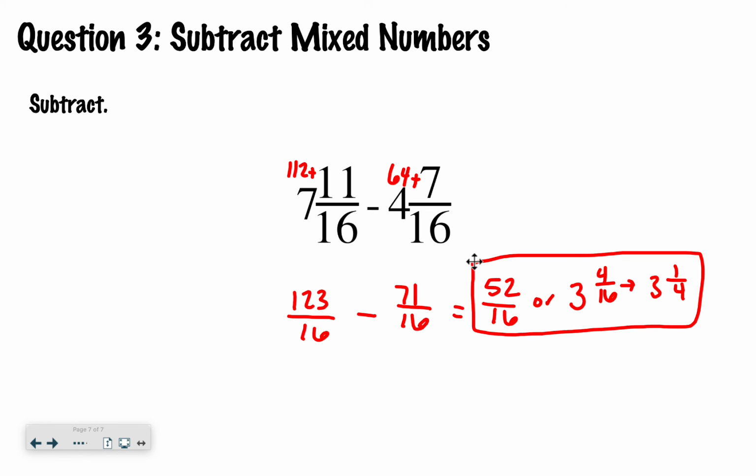Okay, for your last answer, hopefully you got 52/16 or 3 1/4. Okay, when you subtracted, you should have had 4/16, which reduces to 1/4. So either 3 1/4 or 52/16.